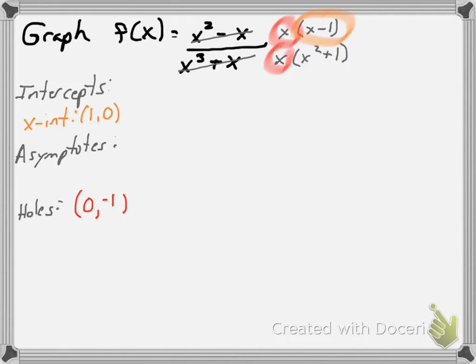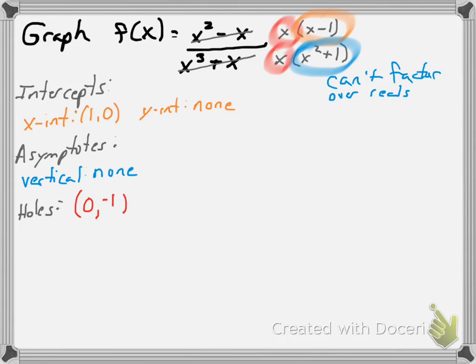Now I need my x-intercept. That comes from the factor in the numerator that remains, and that would be 1, 0. Y-intercept? Well, I'd plug in 0. Interesting things happen, though. I get 0 over 0. That's undefined. When that happens, that means there is no y-intercept. Remember, it's a hole. So there's no y-intercept.